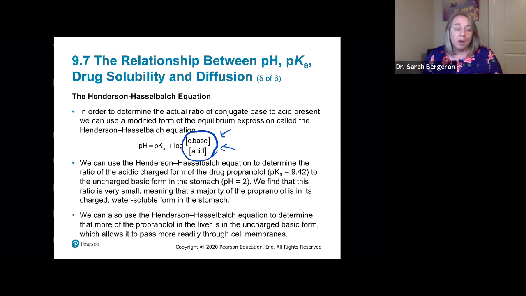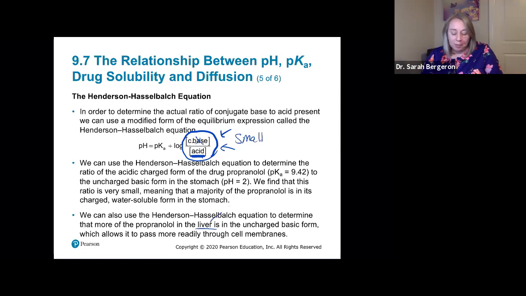9.42, right? And if we put it into the stomach at pH 2, we're going to find that the ratio of our conjugate base to acid is really, really small, which means that we have lots of acid and not so much base. And so this number is going to be very small. So you're going to find the acid form, which is the polar form, which is soluble in the stomach, which is great, right?